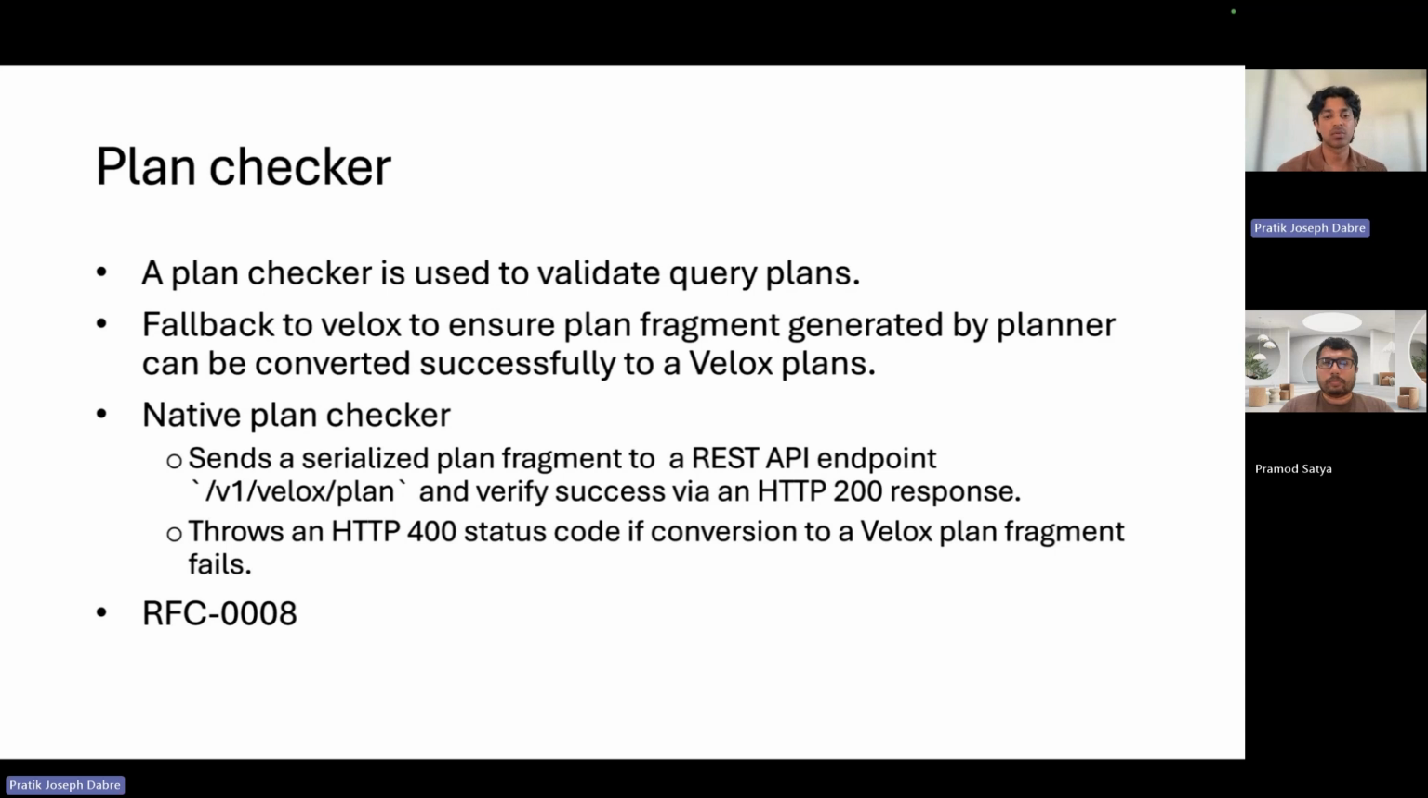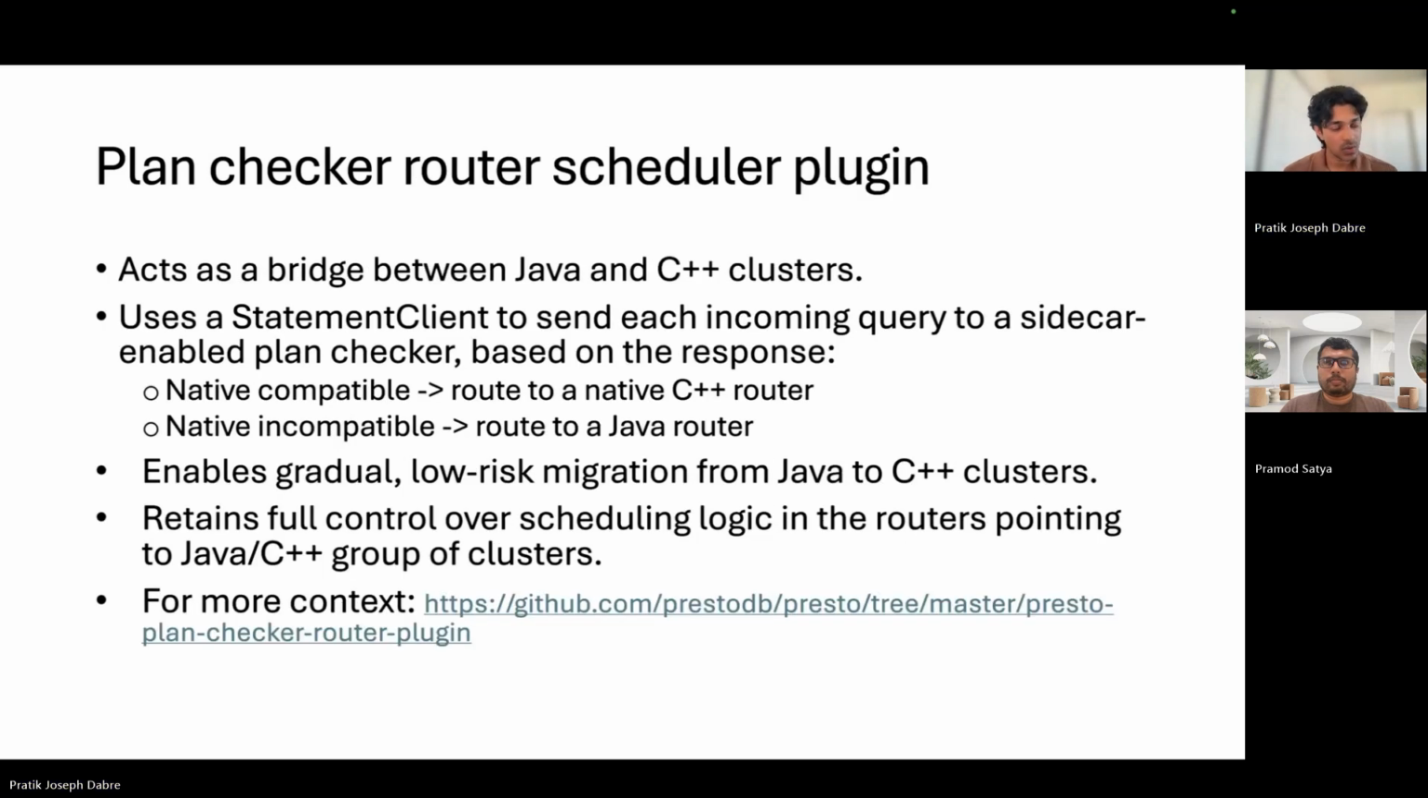So how does the native plan checker work? There exists a sidecar endpoint, which is v1/velox/plan, in which you send over a serialized plan fragment. If the serialized plan fragment gets converted successfully to a Velox plan fragment, you return a 200 HTTP response code. If it does not, it returns a 400 HTTP response code with the failure that happened. Depending on that, you can proceed further. If you want to take a look at the plan checker more, you can refer to RFC 008 for that.